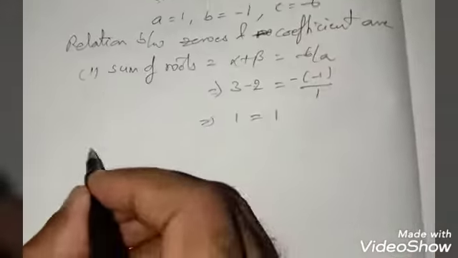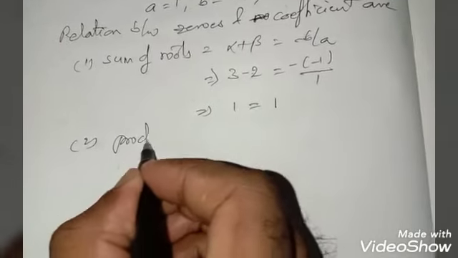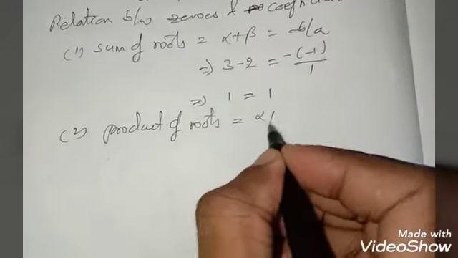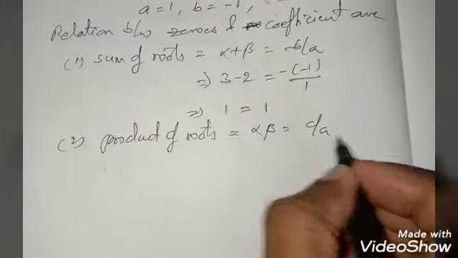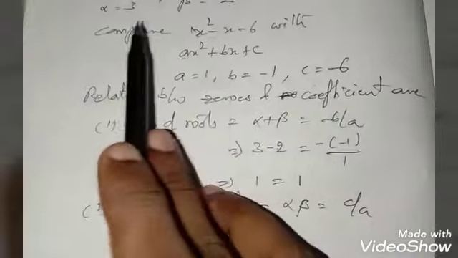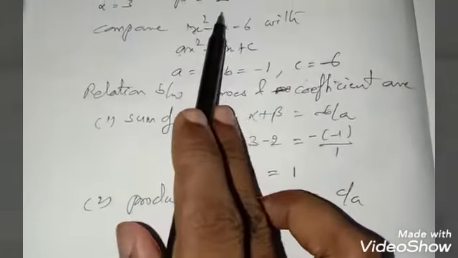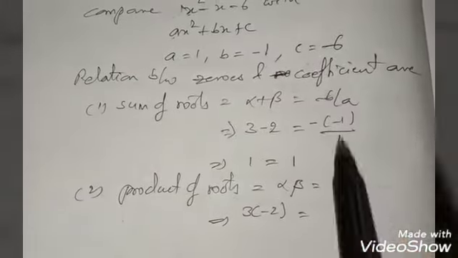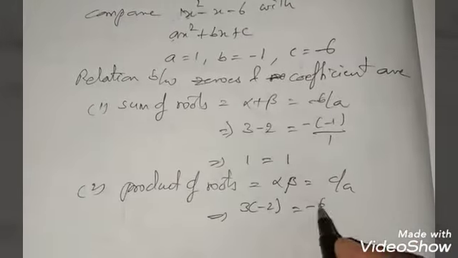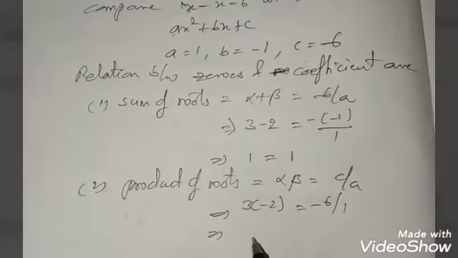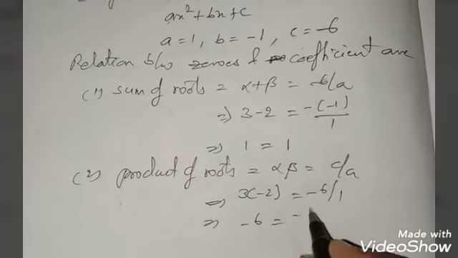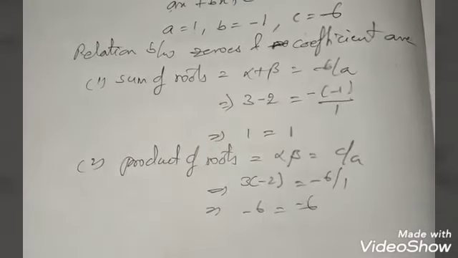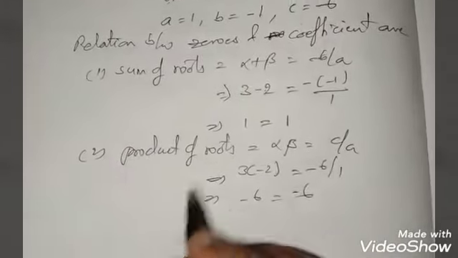Now take the second one, that is the product of roots, that is alpha beta is equal to c by a. Now what is alpha for me? 3. What is beta for me? Minus 2. So I can write this as 3 into minus 2 is equal to c value minus 6 by 1. Now 3 twos are 6, so minus 6 by 1 is minus 6. So both the values are equal to each other. So like this we are showing the relation.